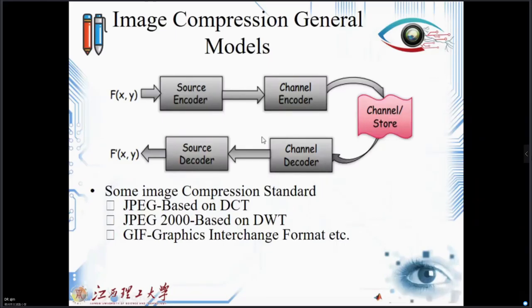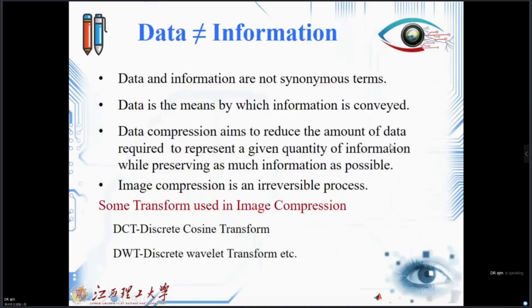Let us continue and go more deeply into this concept. We should remember two definitions: one is data, one is information. For some types of knowledge, data and information have the same meaning. But what about this specific subject? Let us see. Data and information are not synonymous terms.